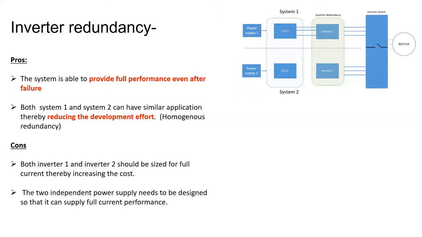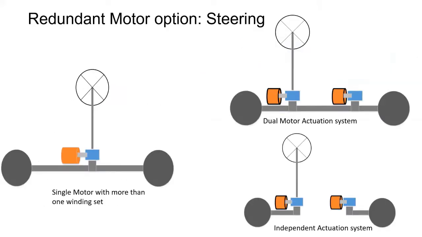Cons of that: both inverter one and inverter two should be sized for full current because they have to drive full current, thereby increasing the cost. I cannot reduce the inverter size because it has to drive the full current. The two independent power supplies need to be designed so that they can supply full current. It's not only us; even the power supply coming from the vehicle has to be designed to carry the full current. So the vehicle architecture also increases the cost.